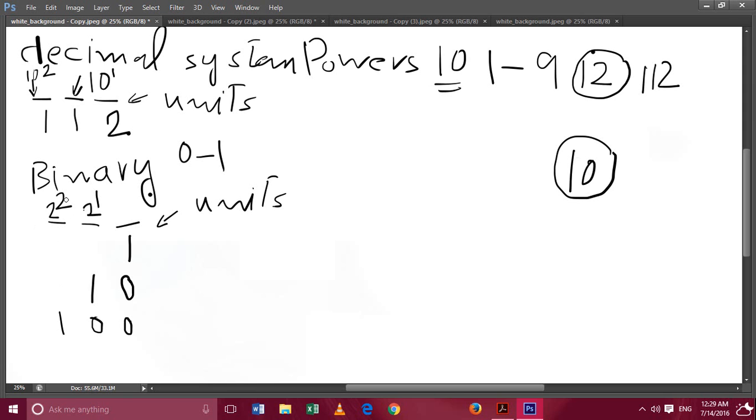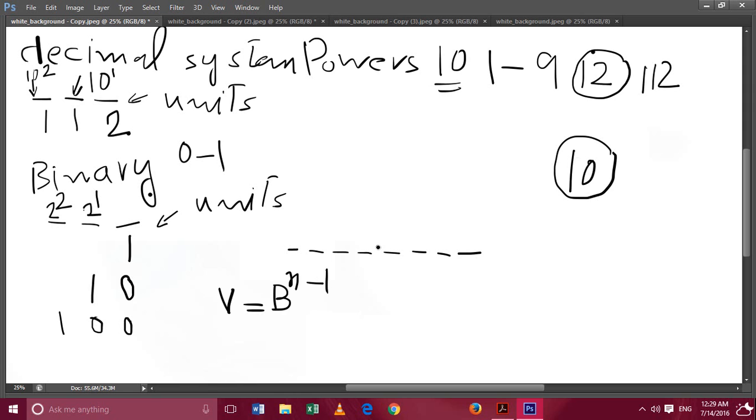So as a rule of thumb, what if we needed to know the value of any place in the binary system? If these are all places, let's make them 8: 1, 2, 3, 4, 5, 6, 7, 8 places. As a rule of thumb, the value of any of these places, let's call it V, is equal to b raised to the power of n minus 1.